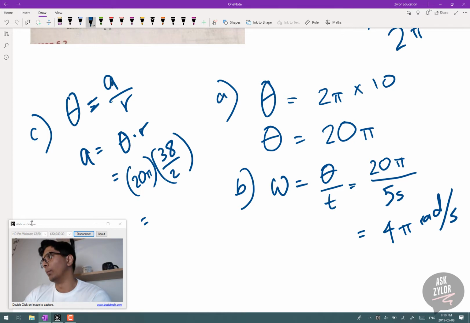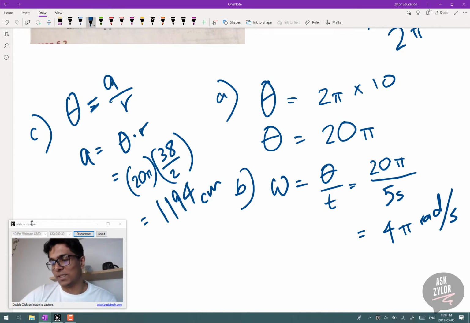Right? If I plug this into my calculator, I end up with .19 centimeters. Oh, sorry, it's 1,194 centimeters. That makes a lot more sense.